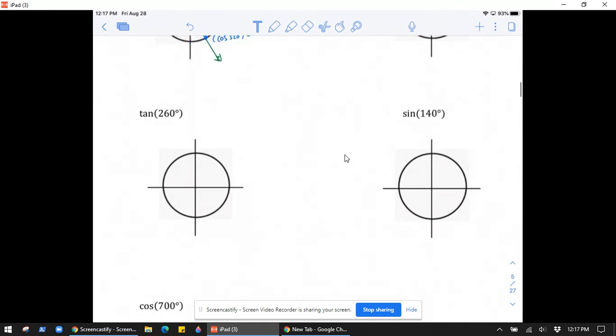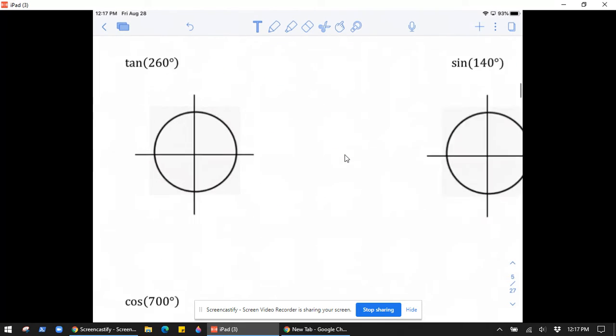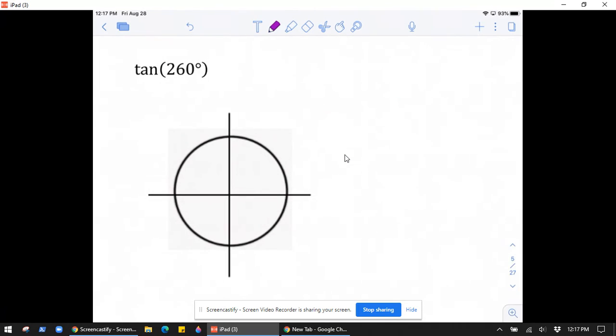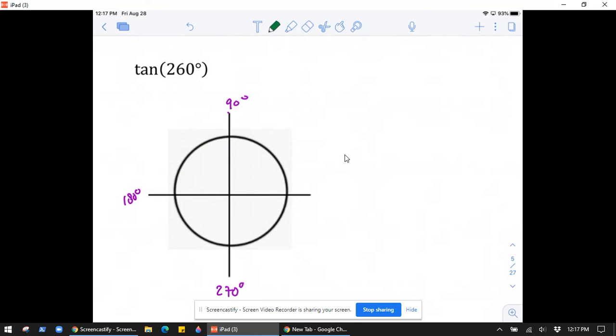Let's try this one, tangent of 260 degrees. So 260 degrees brings you, I'm not going to draw the line because it kind of gets in the way. So this is 90 degrees. This would be a rotation of 180 degrees. This would be 270. So you're just 10 degrees shy of 270. So it looks something like this.